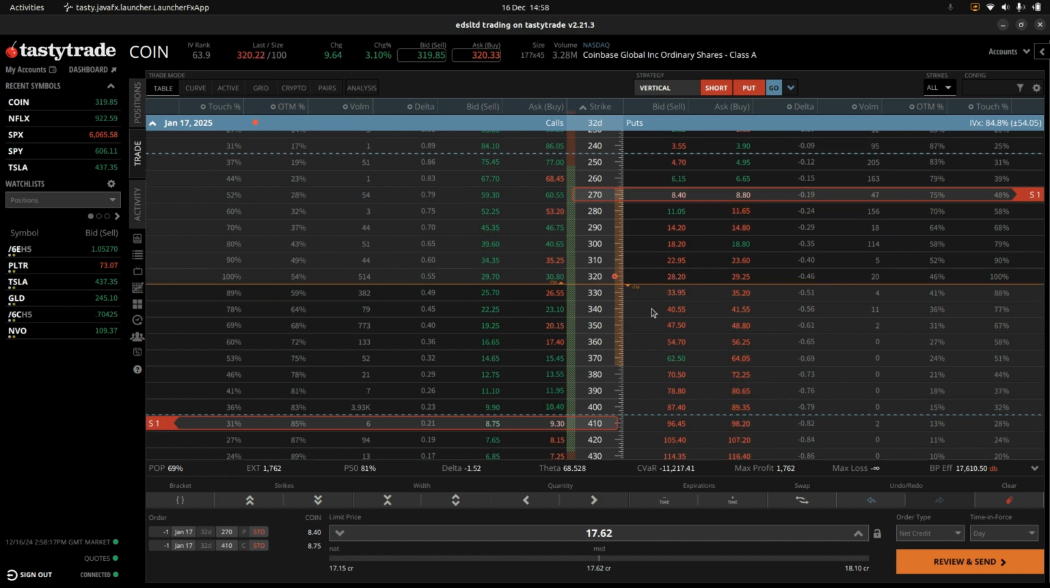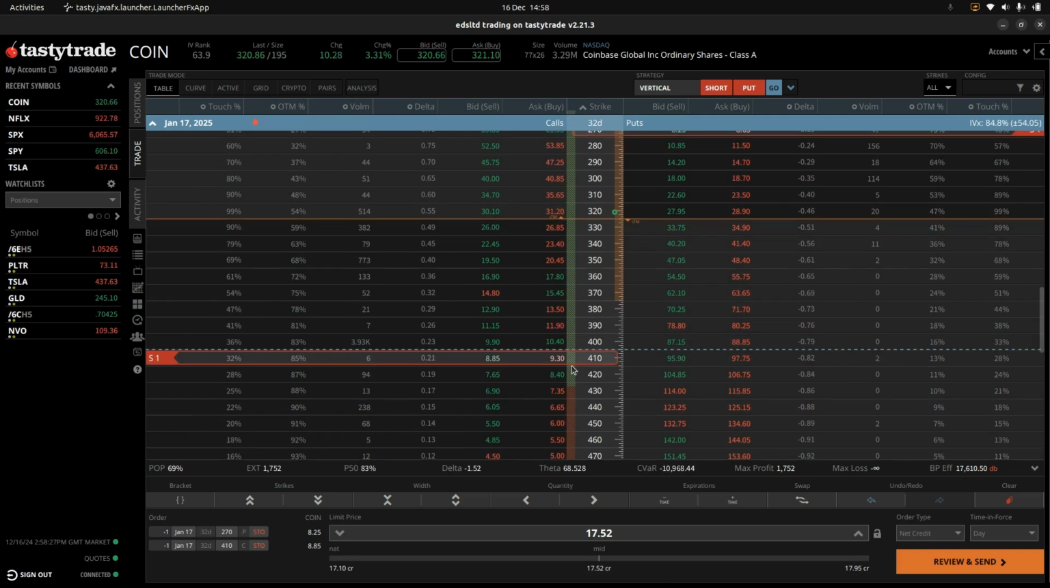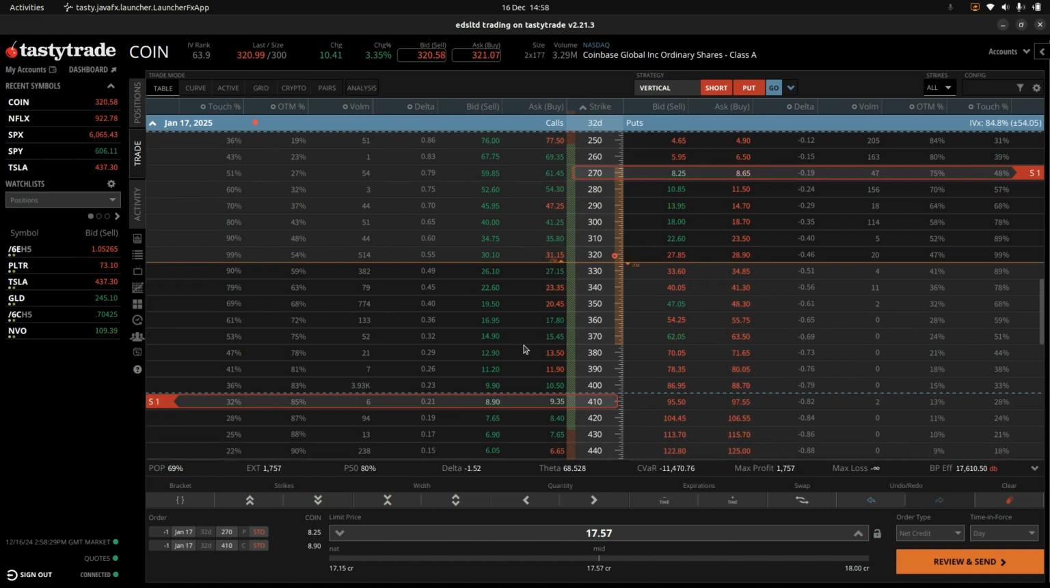So as you can see here, this is the range that we've created for ourselves between 270 and 410. The contracts are outside of the expected move. Our break-even levels are far outside of the expected move. And as you can see here, we've got a probability of profit of 69%. And what that means is we've got a 69% chance of making at least a penny on this position at expiration, which is in 32 days' time.